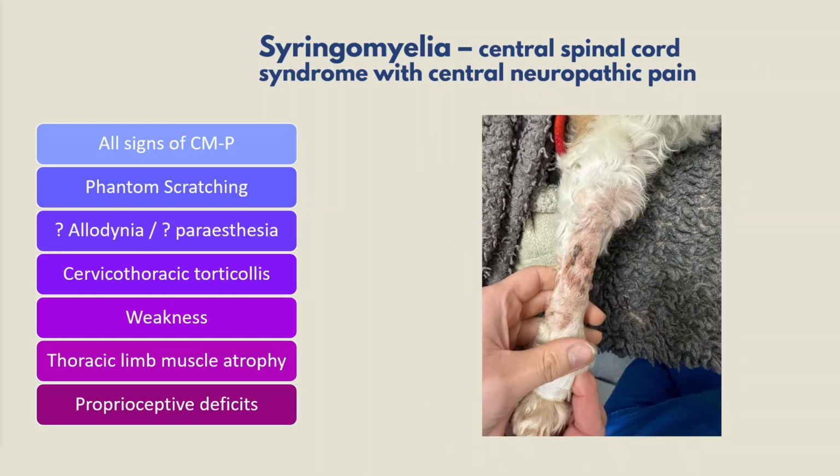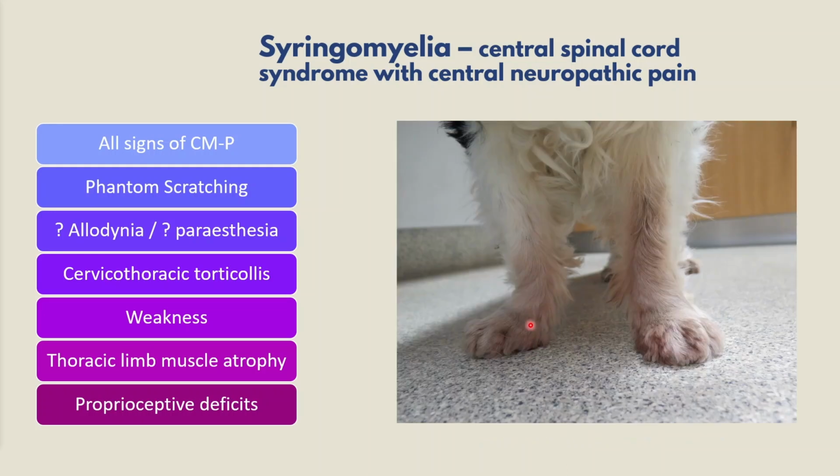So this is an example of a dog we thought had allodynia or paresthesia, because it was licking at this distribution here on its limbs. And here is another example in a dog. You can see the saliva staining here from where he's been licking. You can also appreciate this dog is quite weak by this kind of plantigrade stance this dog has.